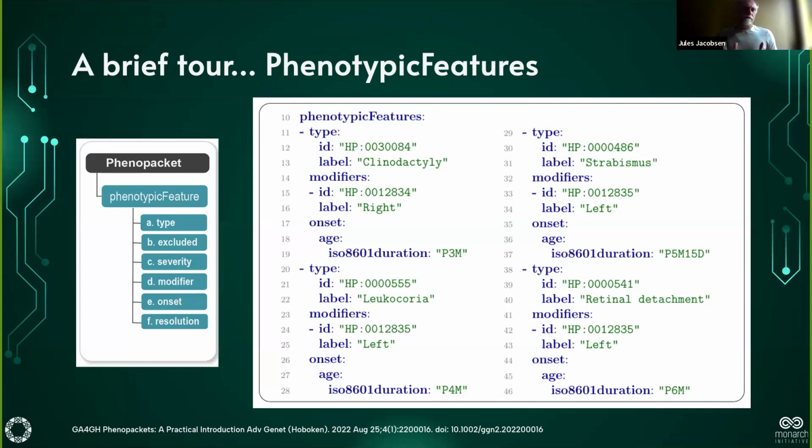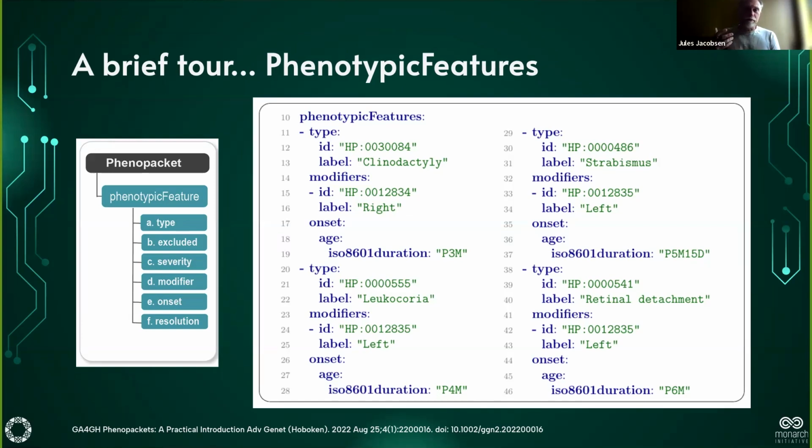But this is really the reason for the Phenopacket: just having a phenotypic feature as a list of HPO terms, for example, doesn't give you a very full-featured or descriptive idea about what the actual phenotype of the individual is. You can have a vague idea about what they might look like, but you don't know a lot of information. So clinodactyly, you've got wonky fingers. Which fingers are wonky? In this case, it's on the right hand.